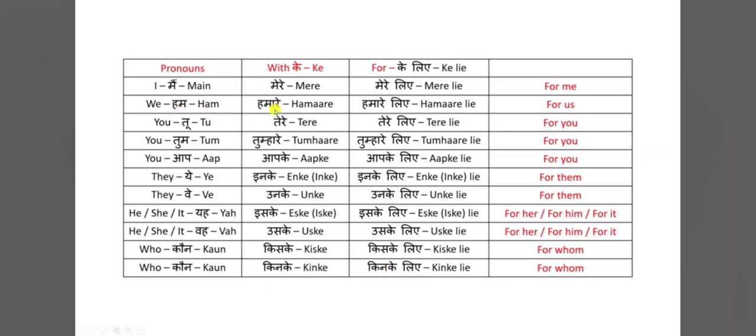हम plus का is हमारे. हम plus के लिए is हमारे लिए. हमारे लिए. मेरे लिए. For me. हमारे लिए. For us. Okay? Same way, तेरे लिए is for you. तुम्हारे लिए.